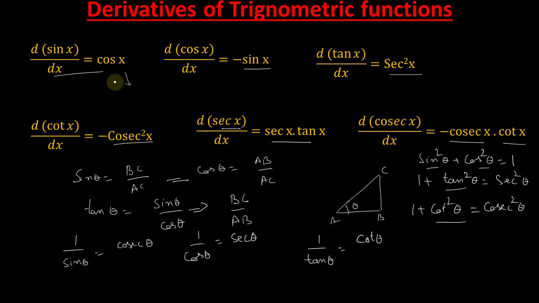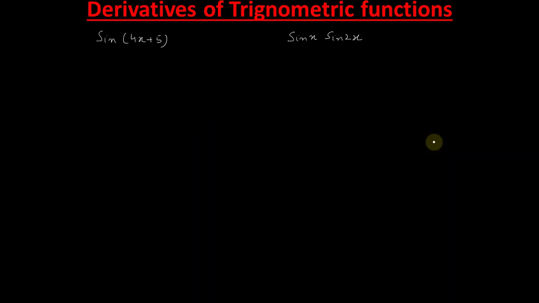Today my main motive is to teach you how to find the derivative of these trigonometric functions, how to use these relations, and you must remember these formulas. The derivative of sin x is cos x, the derivative of cos x is minus sin x, the derivative of tan x is secant square x, the derivative of cot x is minus cosecant square x, the derivative of secant x is secant x into tan x, and the derivative of cosecant x is minus cosecant x into cot x. So having this information, let us try to solve some derivatives of some trigonometric functions.